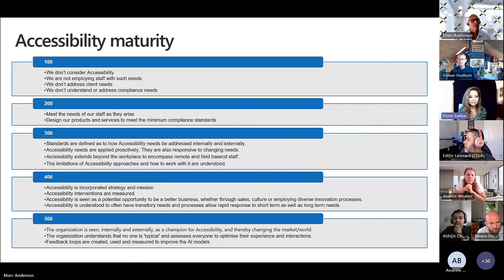All right. So Eddie, do you want to go through this one? Because he's deep in the accessibility maturity scale.